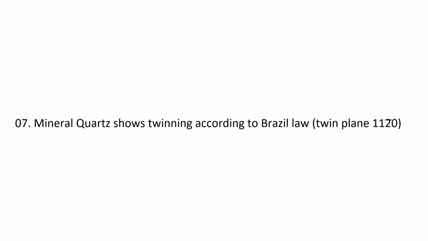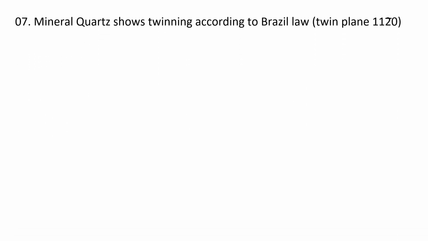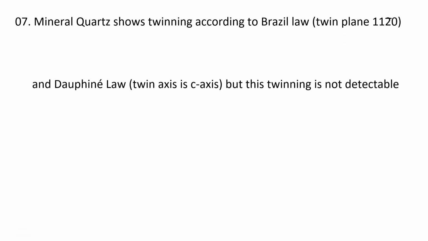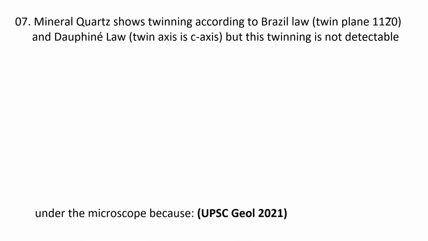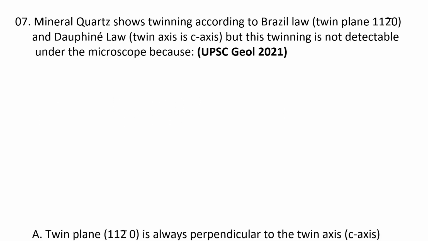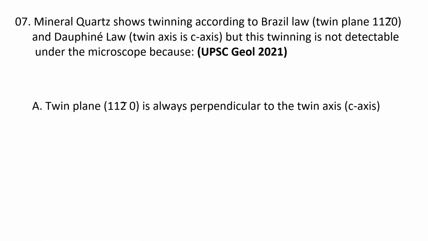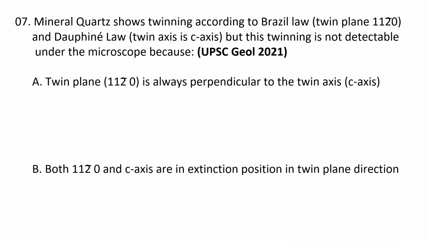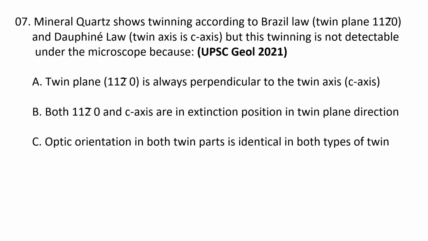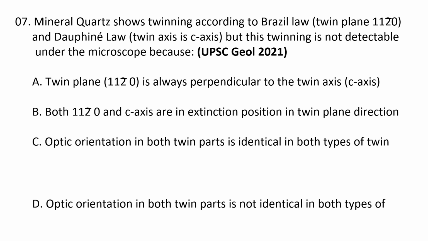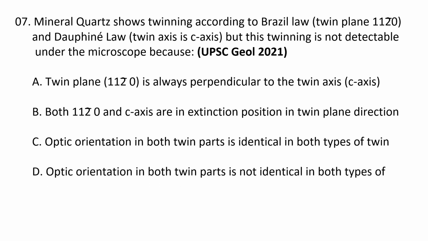Seventh question. Mineral quartz shows twinning according to the Brazil law, where twin plane is 11-20, and Dauphine law, where twin axis is C axis, but this twinning is not detectable under the microscope because A. twin plane 11-20 is always perpendicular to the twin axis, that is C axis, and B. both 11-20 and C axis are in extinction position in twin plane direction, and C. optic orientation in both the twin parts is identical in both types of twin, and D. optic orientation in both the twin parts is not identical in both types of twinning.